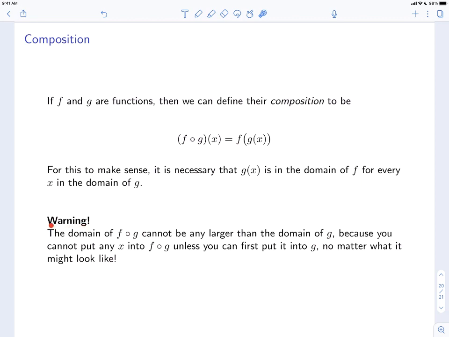Now, this leads us to a little bit of a warning. The domain of f composed with g cannot be any larger than the domain of g, because you can't put any x into the composition unless you first put it into g, no matter what it might look like. And I'm going to give you an example that illustrates this.